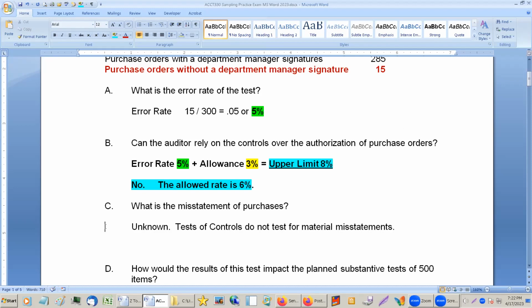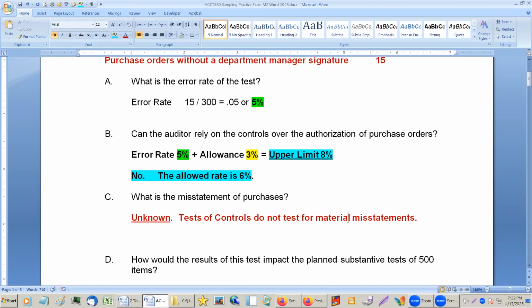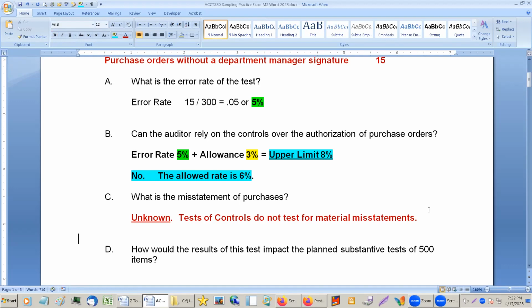So the amount of misstatement is unknown. We don't know if there is any misstatement. Test of controls doesn't test for material misstatements. We just want to know if we can rely on the controls, to reduce our substantive testing.